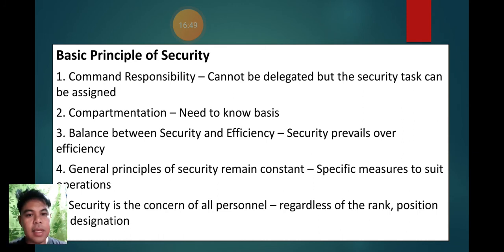As we can see, as I said earlier, command responsibility has a very big importance for a commander. Any mistake committed by his subordinates, he will also be liable for their actions, because under this principle, he is liable.